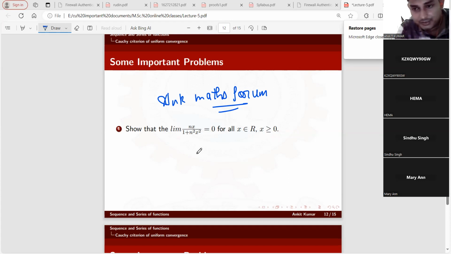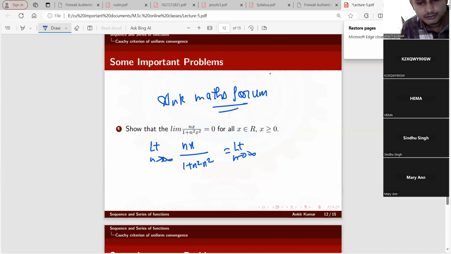Now we will discuss this question. Limit n tending to infinity nx upon 1 plus n square x square. For all x, the limit is equal to 0. How will we calculate the limit? Limit n tending to infinity nx upon 1 plus n square x square.